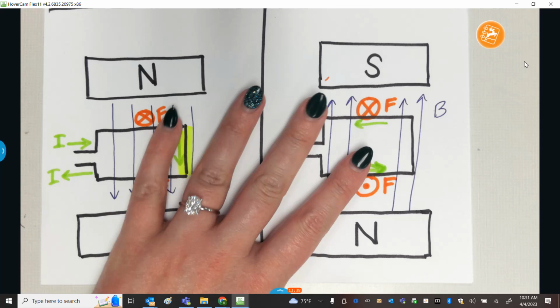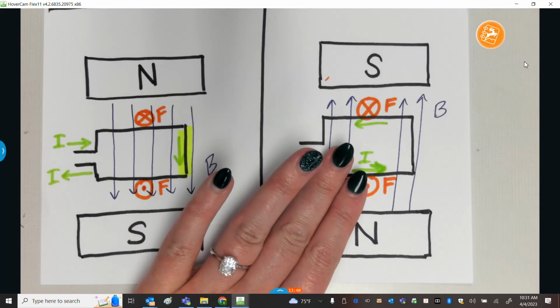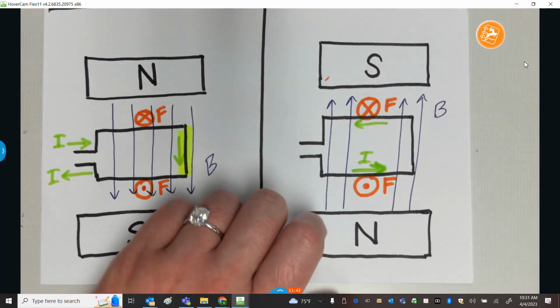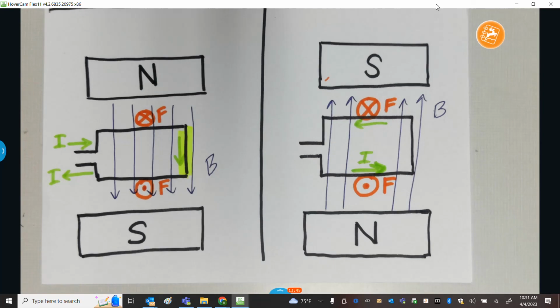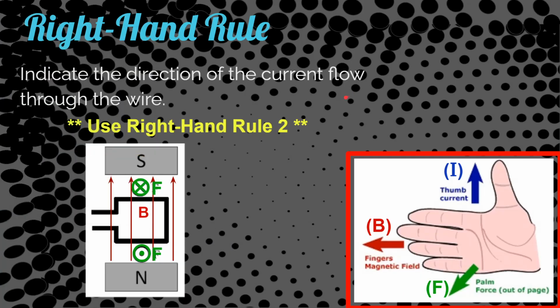Questions about this? As I said, it's a more complicated application of the right-hand rule. And we're going to talk more about motors later and generators as well. But you will have a test question like this. I think it's on the quiz too. So you need to be able to tell me which way it's going to rotate, for example.